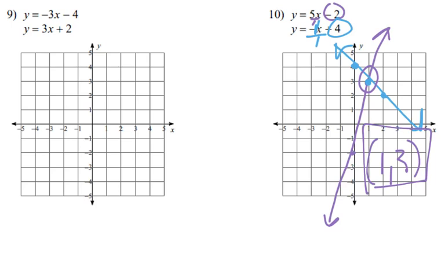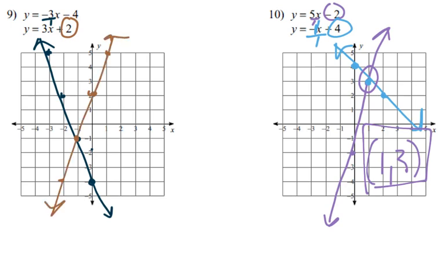Okay, now if we look at the other one, we can graph it. -4, -3 over 1, so we go down 3 to the right one, or up 3 to the left one. Draw all my points. Okay, +2 and +3, so up 3 to the right one, or down 3 to the left one. And I can see where they intersect, right? Right there at -1, -1.